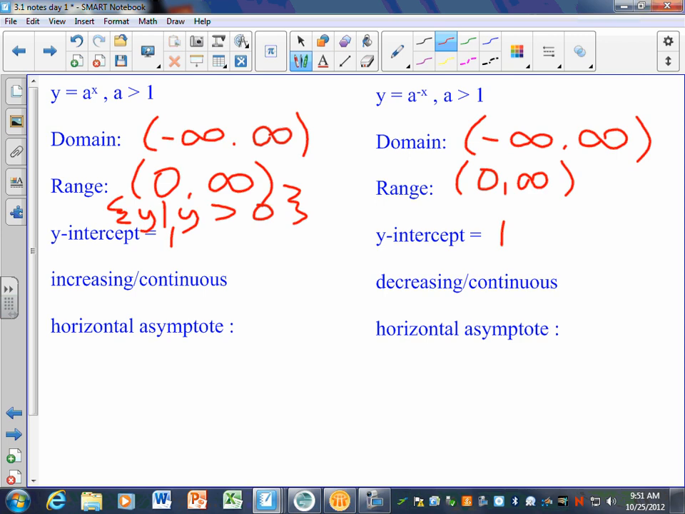Here's the big difference here. They're both continuous functions. They don't have any breaks. They don't have any gaps. But if it's a positive exponent, it's going to be an increasing function. Like it's going to be going up. We call that exponential growth. But if it's a negative exponent, that graph's always going to be decreasing, which means as x gets bigger, y gets smaller.